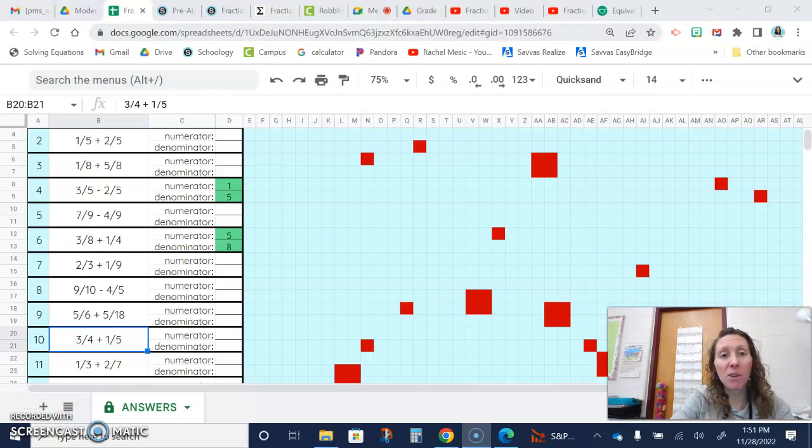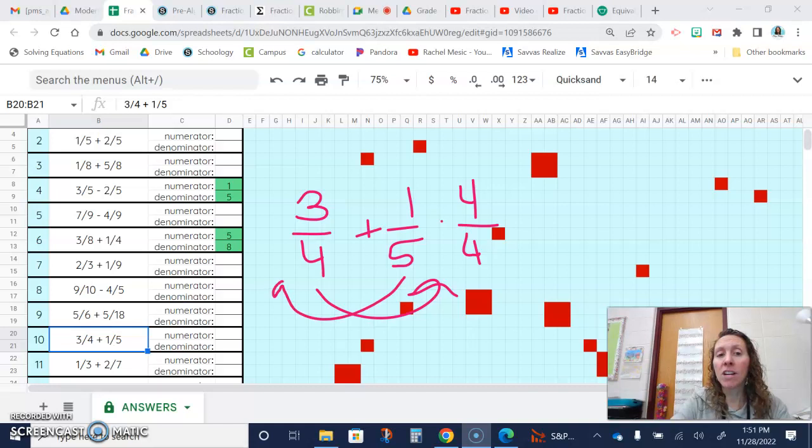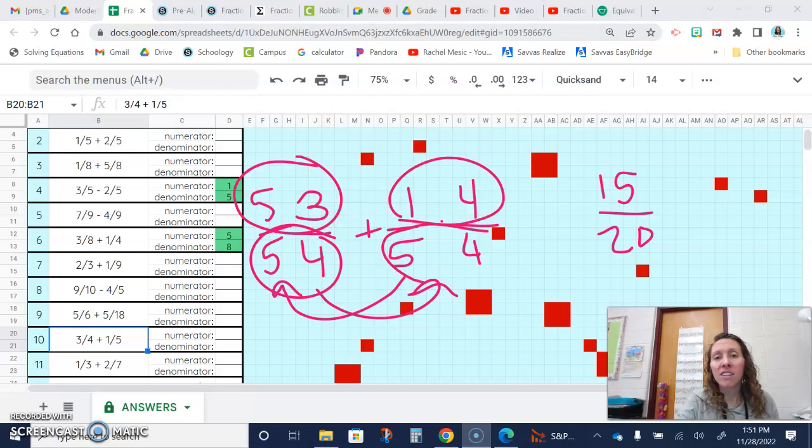Here we go. So we have 3/4 and 1/5. So I'm going to take the 4 over here, and I'm going to times this fraction by 4 over 4. Then I'm going to bring this 5 over here and times this fraction by 5 over 5. So I can rewrite this first fraction as 15/20. Then the second fraction is 4/20.